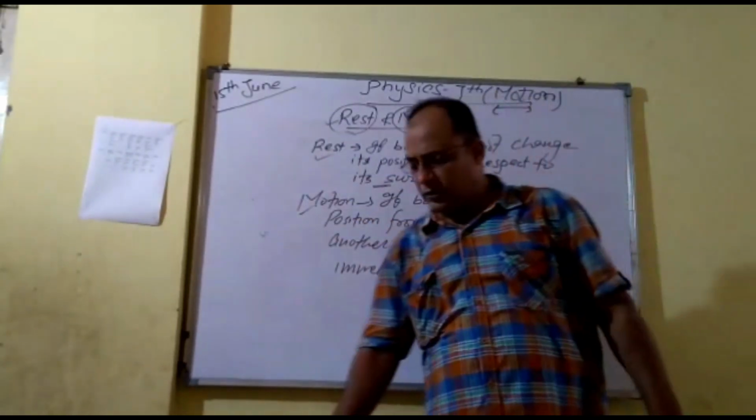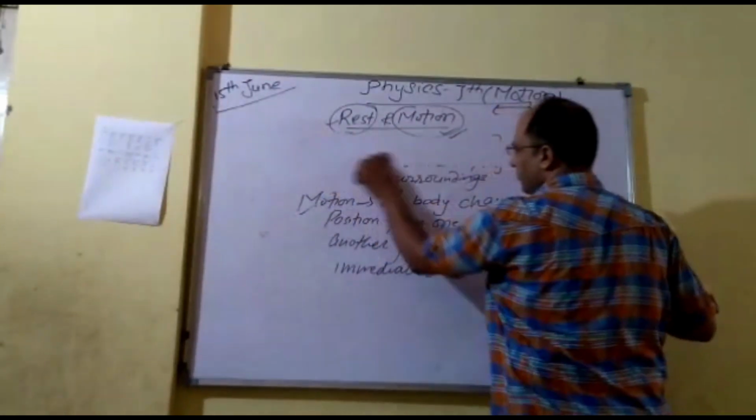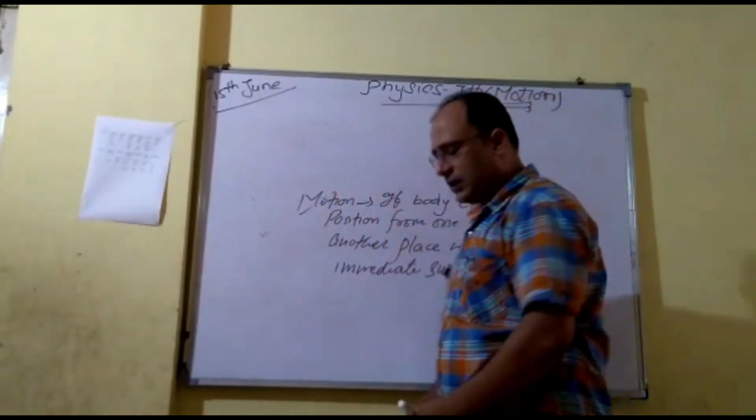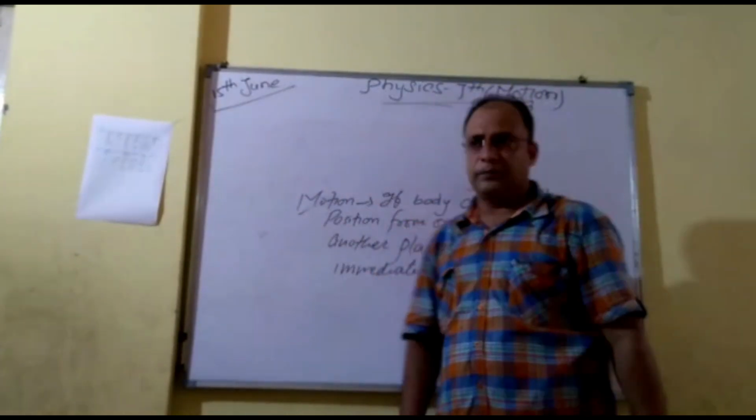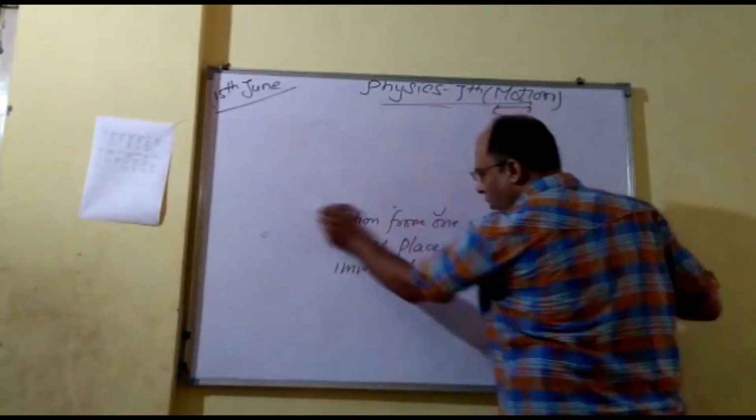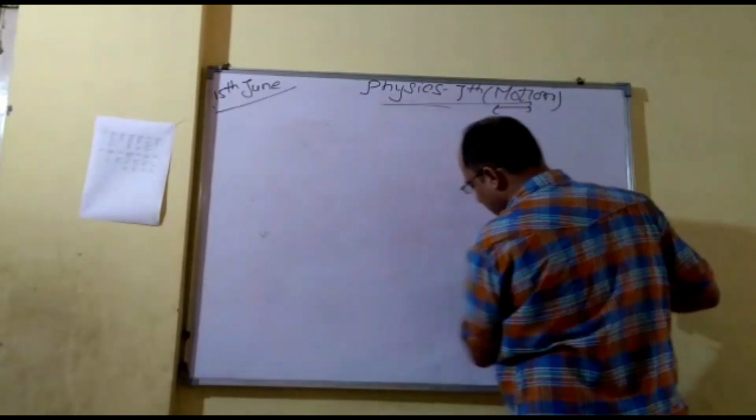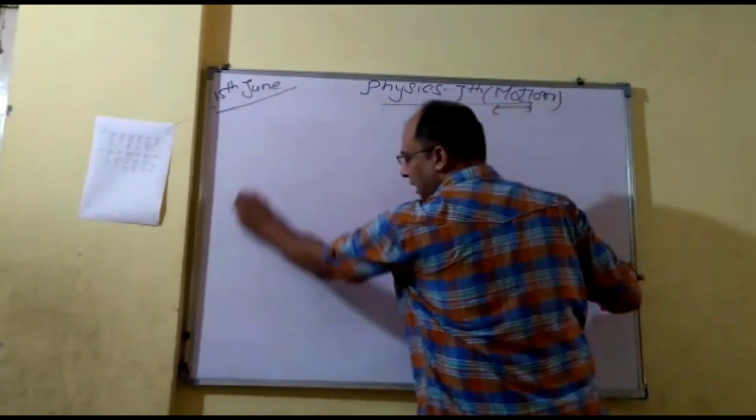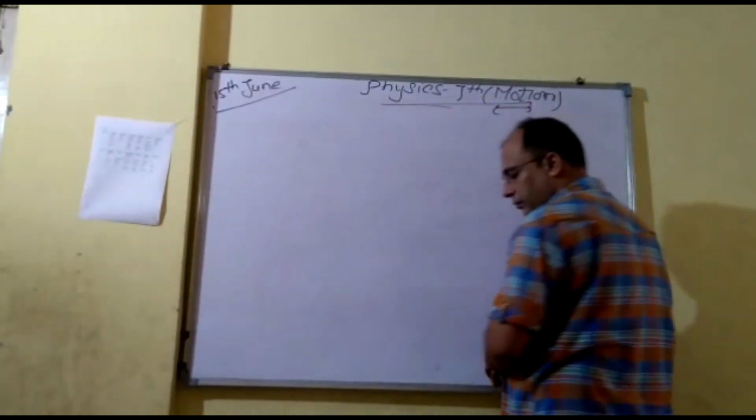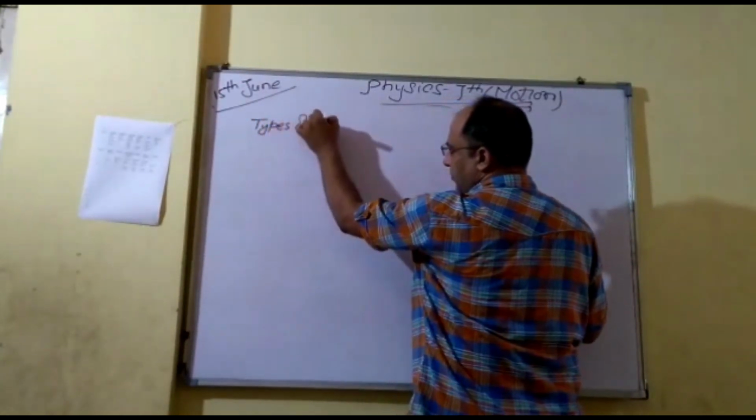Now there are different types of motion. Today we are going to discuss the different types of motion, like translatory motion, rectilinear motion, curvilinear motion, uniform motion, non-uniform motion, circular motion, rotatory motion, vibratory motion. These are all the types of motion that we are going to discuss today, right? So, types of motion.